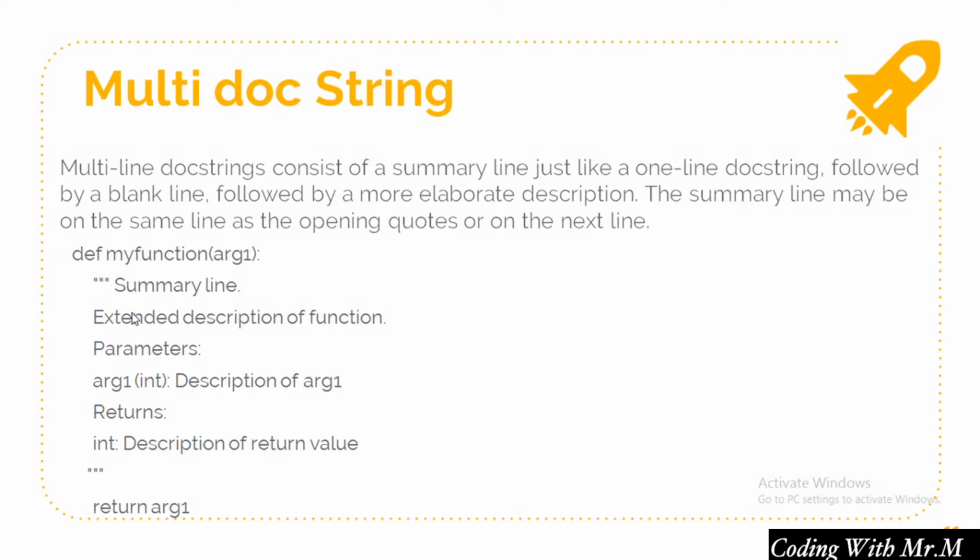Now what is a multi-line docstring? A multi-line docstring consists of a summary line just like a one-line docstring, followed by a blank line, followed by a more elaborate description. The summary line may be on the same line as the opening quotes or on the next line. So you can see that we have a function here, and in this docstring we are specifying the purpose of this function.